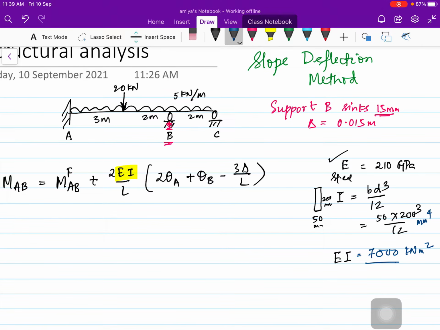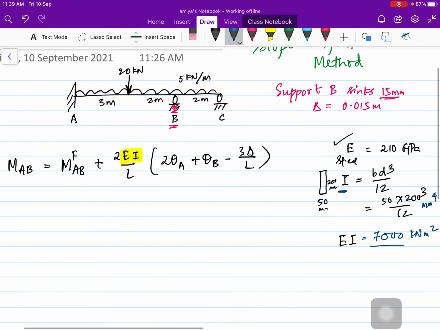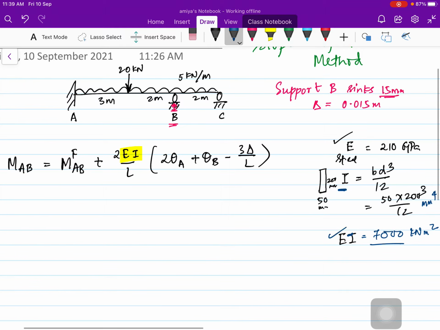Sometimes you may have different dimensions throughout the beam, and then the I will be different. Here EI is constant because the material as well as the dimension is constant throughout the beam. So we are going to consider EI as 7000 here.